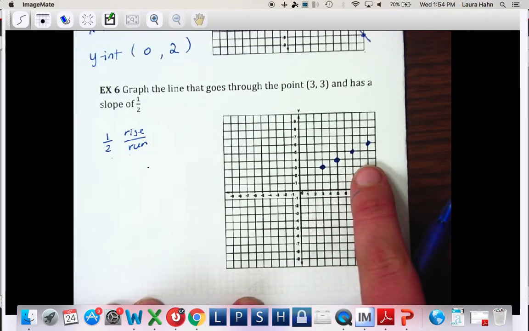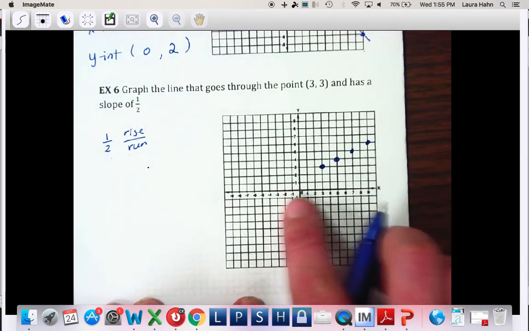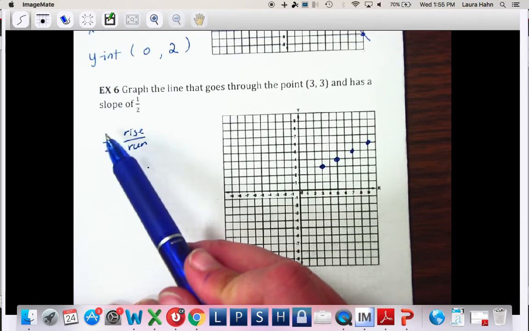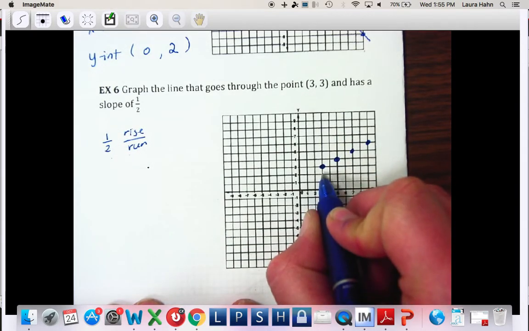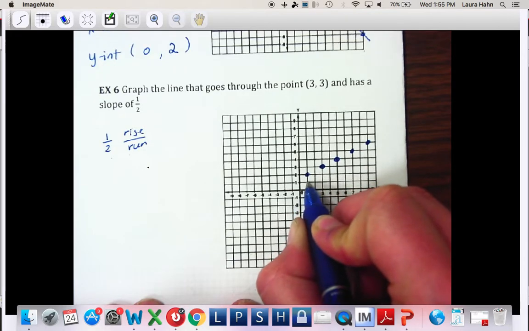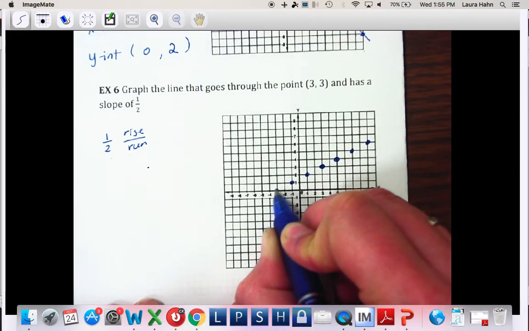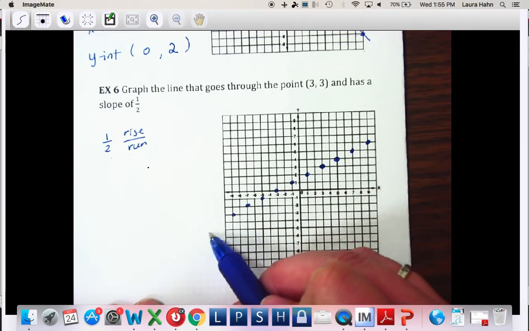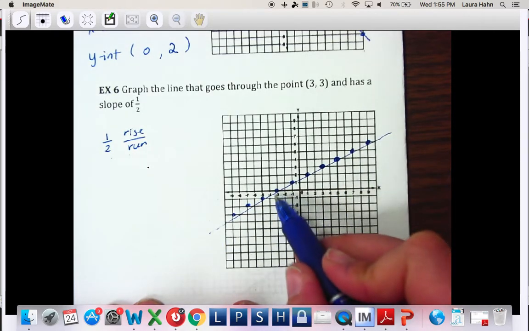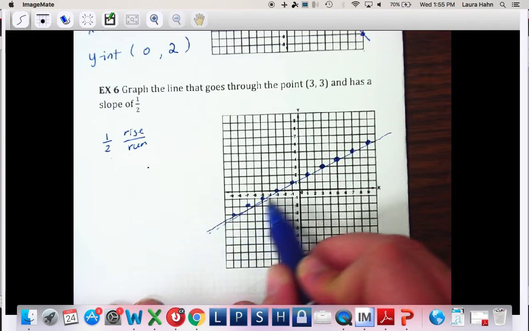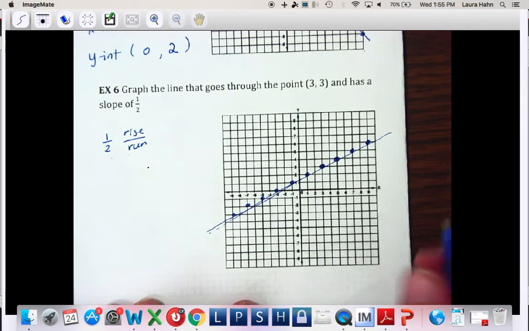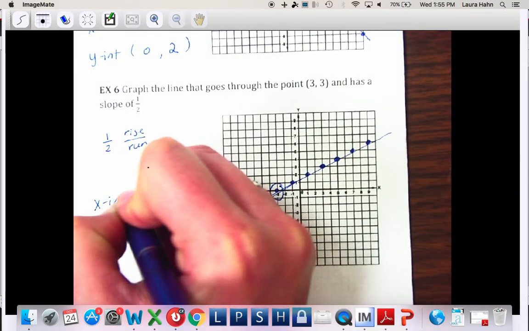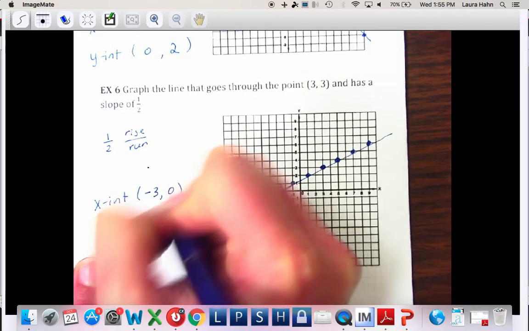So the points that we put were not enough. I can't see where it crosses the y or the x, so we're going to have to put it in reverse, which means do everything backwards. So instead of going up 1, right 2, I'm going to go down 1, back 2. Down 1, back 2. And we're going to keep doing that. Okay, so I can see that it crosses my x-axis right here at negative 3. So I know my x-intercept, put it in the x position when y is 0.